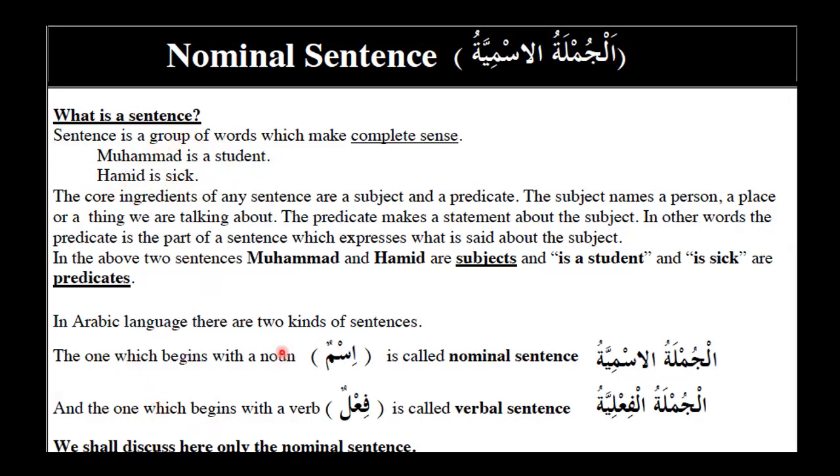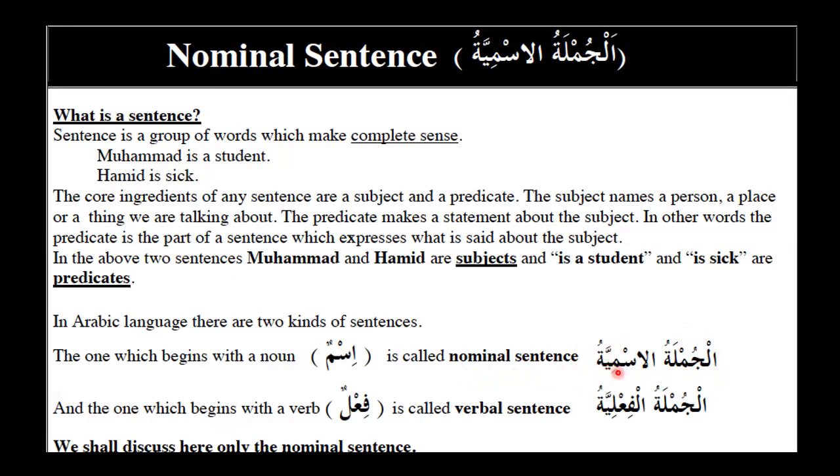So in Arabic, what we just talked about right here, the nominal sentence, which means it began with a noun, Muhammad is a noun, Hamid is a noun, proper noun. These kind of sentences in Arabic, nominal sentences, are called jumlatul ismiyatu. What does jumlatu mean? Jumlatu means it's a sentence. Al jumlatu means sentence. What kind of a sentence is it? It is ismiya. It is a nominal sentence.